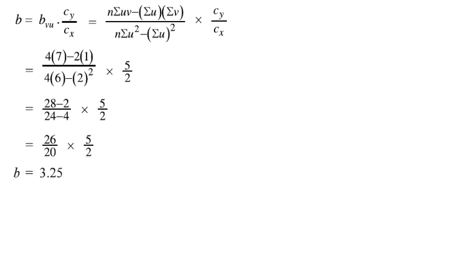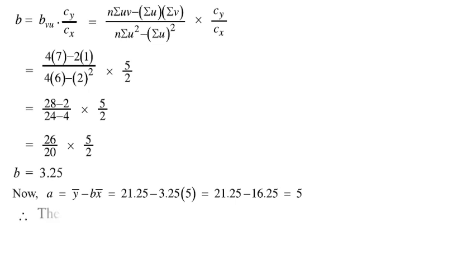Once again I will tell you guys, write down the whole n summation uv formula and multiply it with cy upon cx. That would be your twist in the formula whenever there is a division in your values. Now moving forward to the formula for a, which is y bar minus b x bar, that is 21.25 minus 3.25 into 5, which is 21.25 minus 16.25, that is 5. So right now your answer for a is 5.